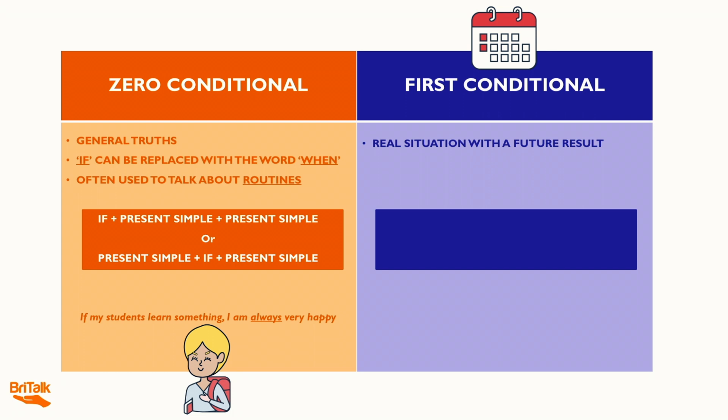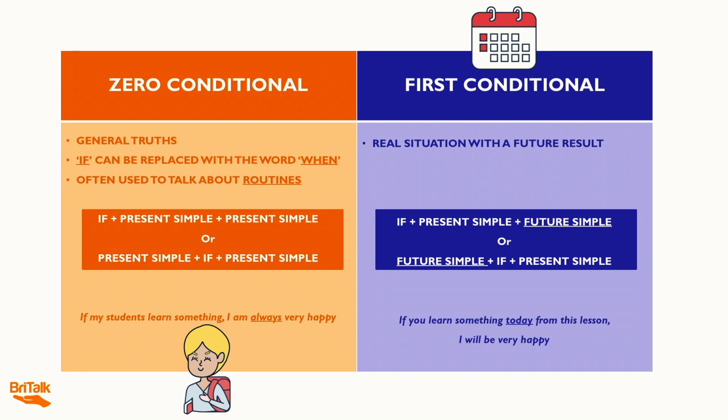The first conditional is used for real situations with a future result. Its structure is if plus the present simple plus the future simple for the result. Or the future simple for the result plus if plus the present simple for the condition. So if you learned something today from this lesson, I will be very happy.